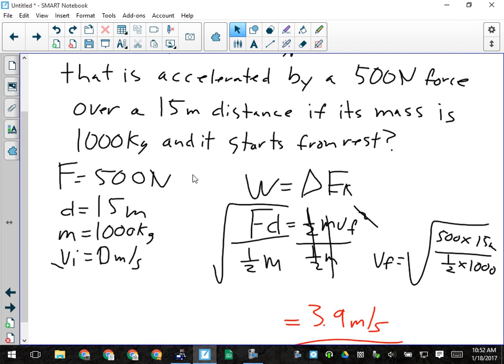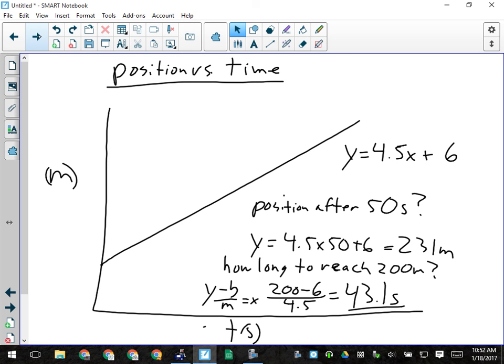Okay, a couple other questions that my period 1 class asked. We'll just quickly go over a few of the things they asked. They asked, can you go over a couple of y equals mx plus b calculations? So on a position versus time graph, where I have meters on the y-axis and seconds on the x-axis, I could give you a question like this. I show you a line, and I give you the equation. Let's say that the equation ends up being y equals 4.5x plus 6. The 4.5 is the slope. 6 is the y-intercept. So the 4.5 is actually the velocity of the object.